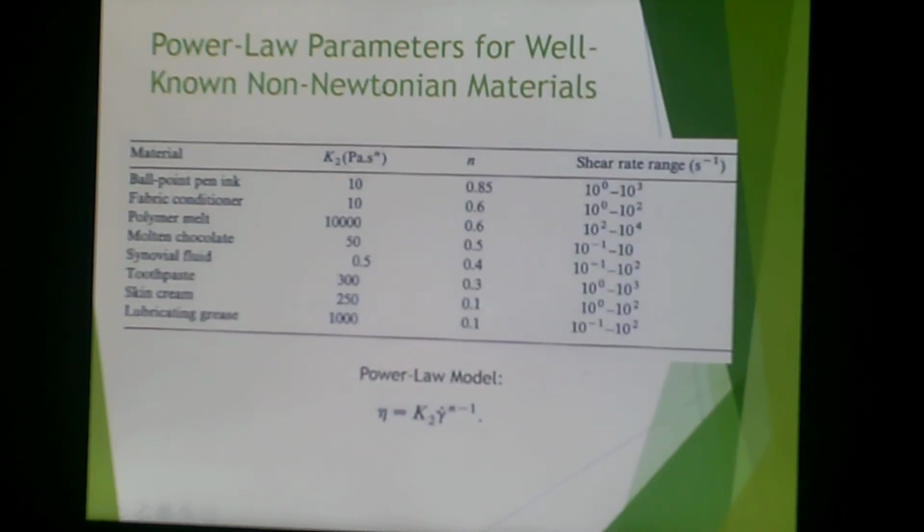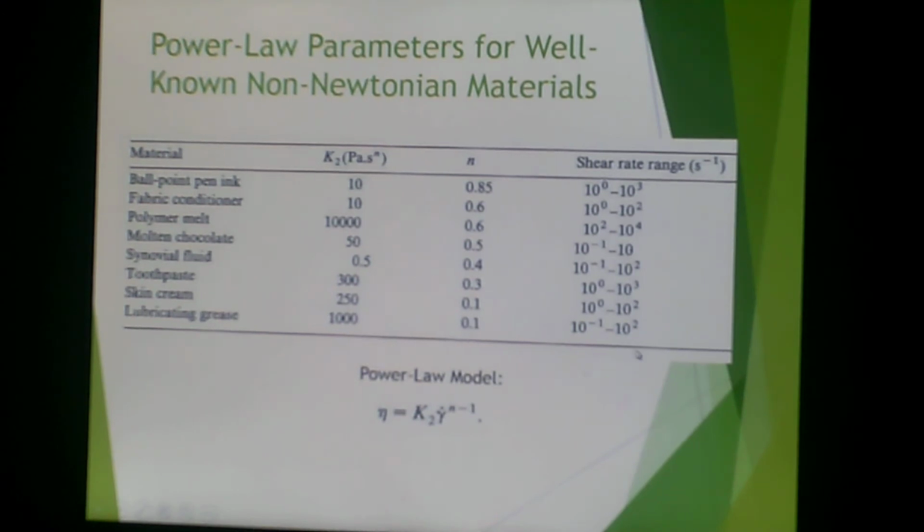Here are the power law parameters for well-known non-Newtonian materials. So here is your constant, here's your power law index. So once again, here's your power law model. So you have some ballpoint pen ink, fabric conditioner, the polymer melt. You can see that these numbers vary significantly depending on what material you're talking about. Molten chocolate, synovial fluid, or the fluid in your joints, toothpaste, skin cream, and lubricating grease. And again, these vary as well.